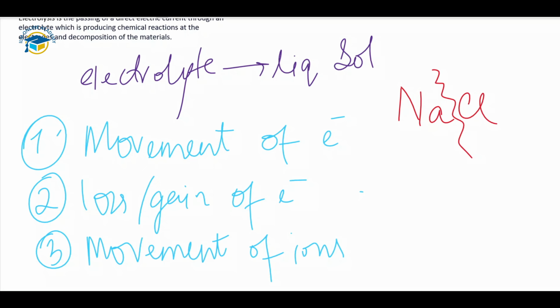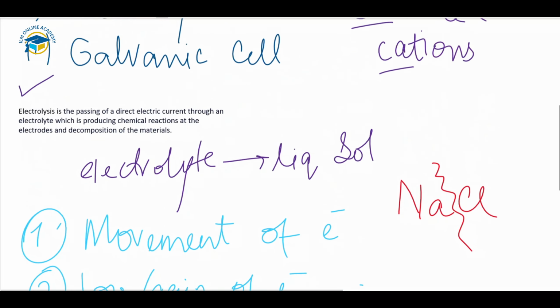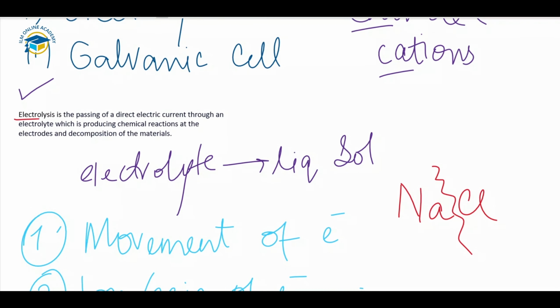So electrolysis: electro means by electricity and lysis means breakdown. So by means of electricity, the compound is decomposed or broken down into two different ions, cations and anions, when in molten or in aqueous solution by the passage of electricity. So this is all about electrolysis.